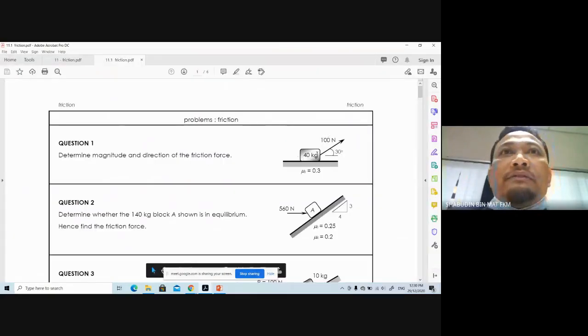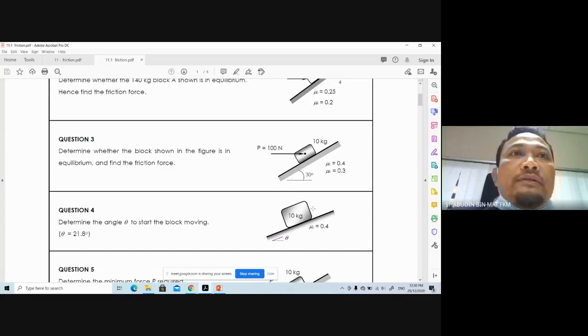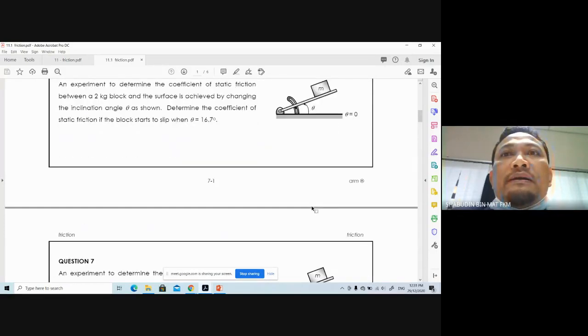Okay, determine the magnitude of friction. We did this, we did that, we did also this. To start, all the same concept, same thing. Question 8 is not there.